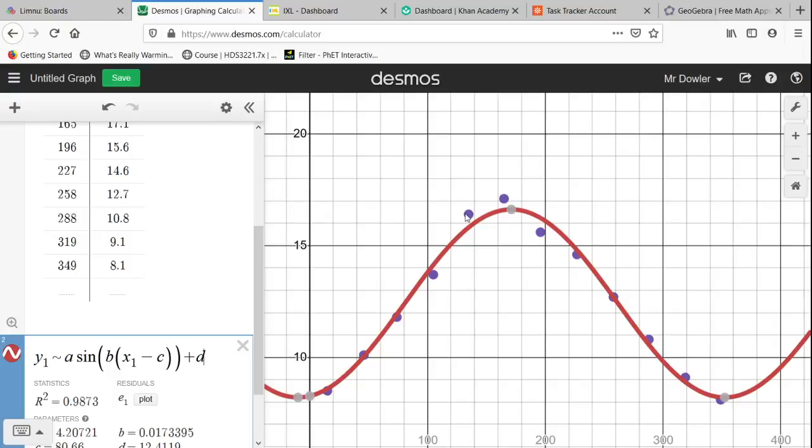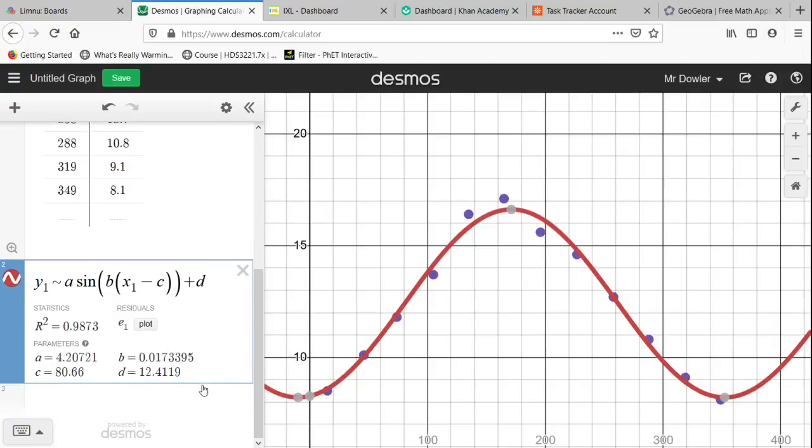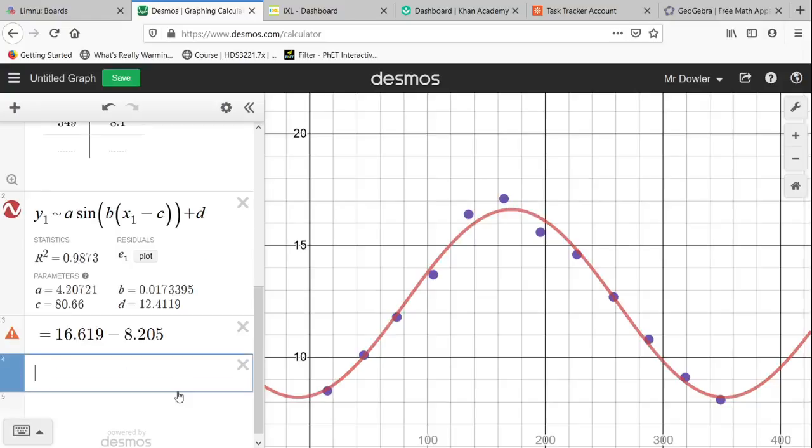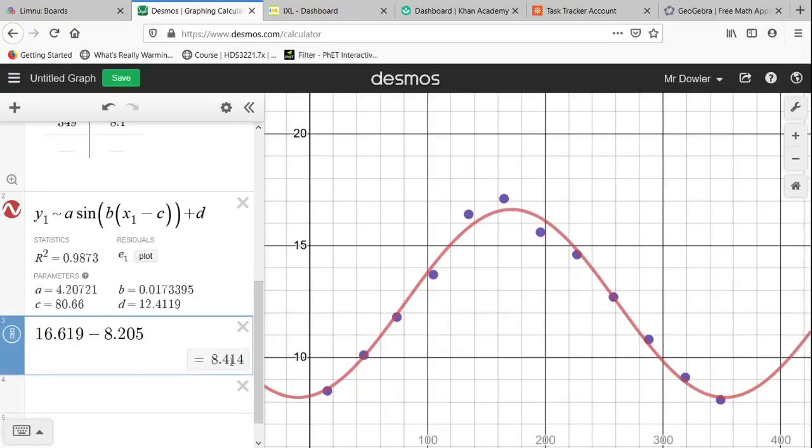Okay, so this is our model. We have our A, B, C, and D values. Determine the range between the maximum and minimum hours of daylight in Regina, rounded to the nearest minute. So 16.619 minus 8.205. If we just subtract these, it's 8.414.